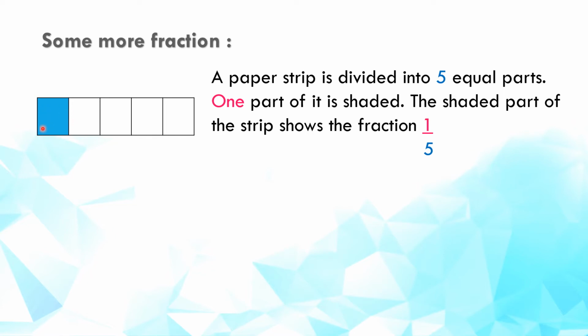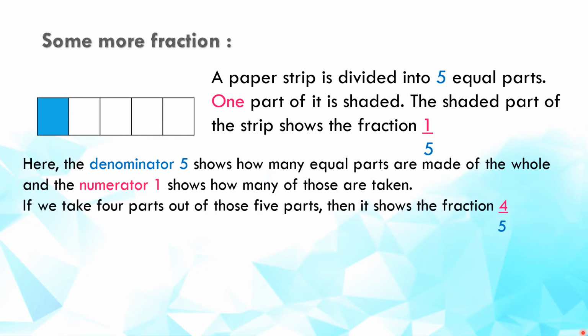So if we want to write a fraction of this, we will first count the number of equal parts, that is 1, 2, 3, 4 and 5, which we will write down, and for the fraction of the shaded part we will count, it is only 1, so we will write 1 on the top. Here the denominator 5 shows how many equal parts are made of the whole and the numerator 1 shows how many of those are taken.